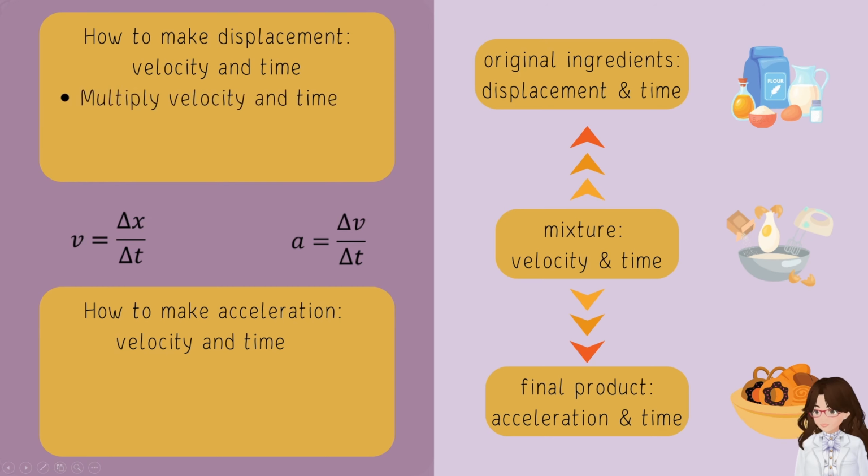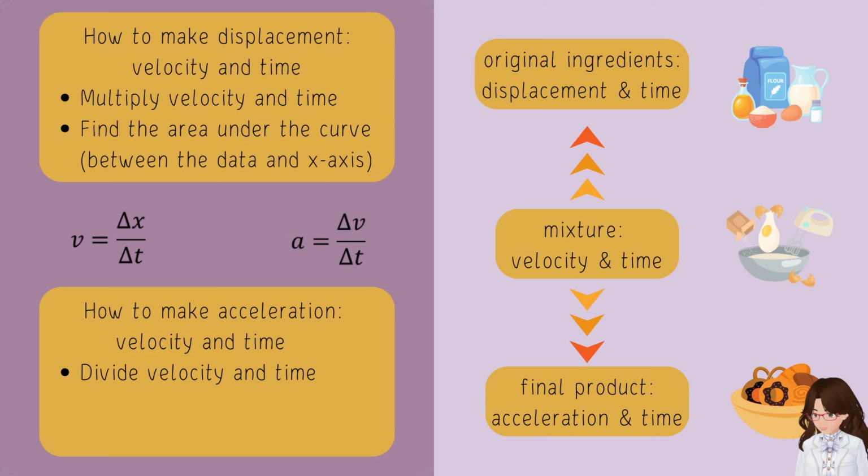In order to make displacement, we're going to multiply velocity and time because we can see by definition of velocity, if we multiply time to the left-hand side, we'll get displacement. And in order to get acceleration, we just need to divide the velocity by time, because by definition of acceleration, we know that the change in velocity divided by the change in time gives us that value. Now, how do we see this on a graph?